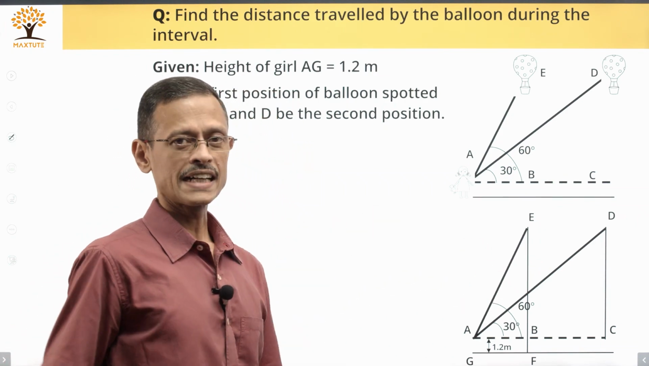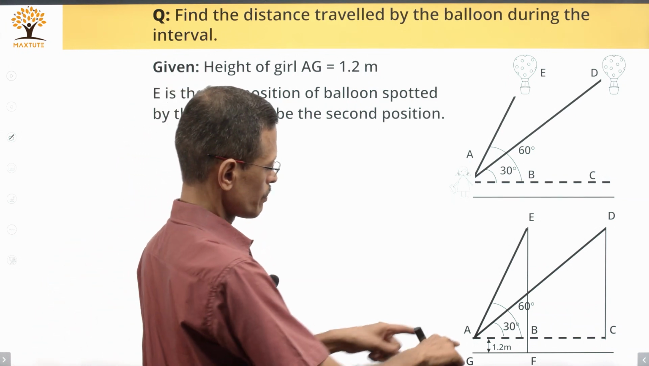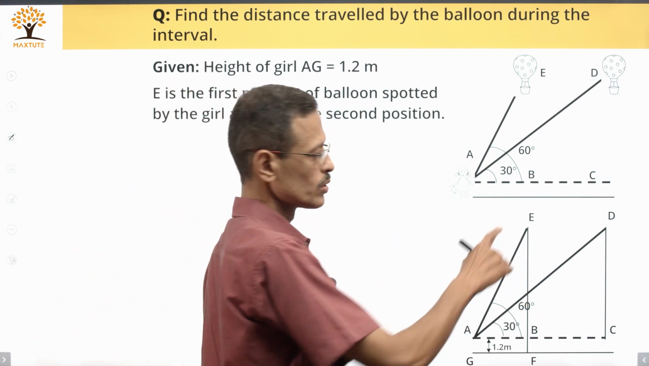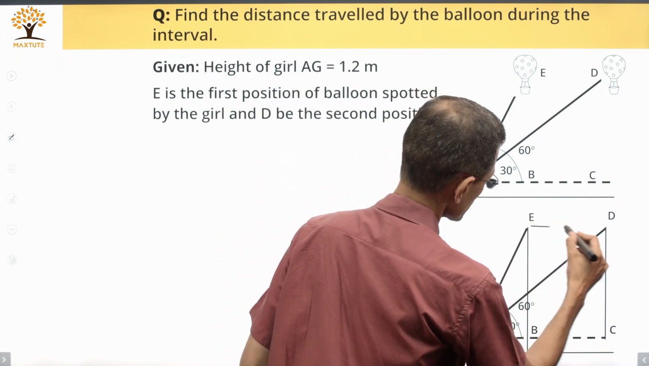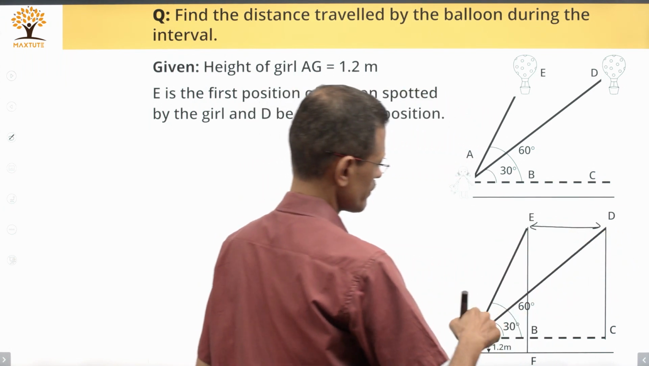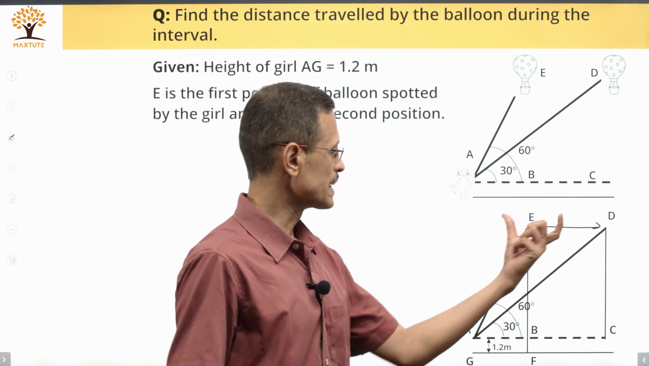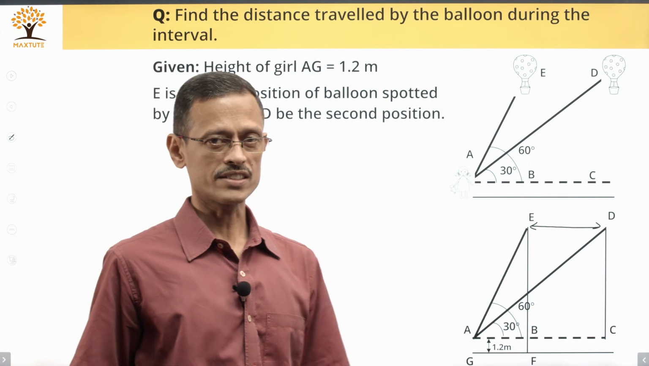Let's look at the right triangles that are formed along with this. The point A is the point where the girl's eye level is. Balloon initially is at E, balloon moves to D. So, we are trying to find out the distance traveled by the balloon when the angle of elevation dipped from 60 degrees down to 30 degrees. We need to measure ED. That's what we are interested in finding out, right?